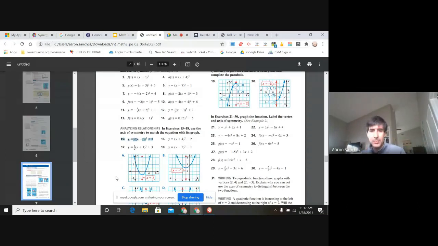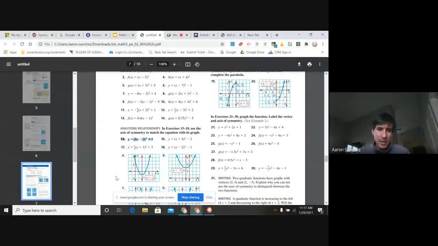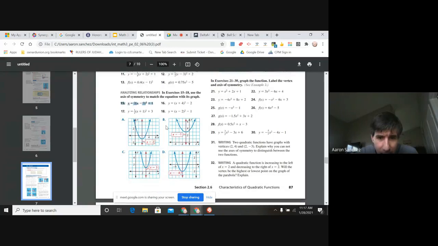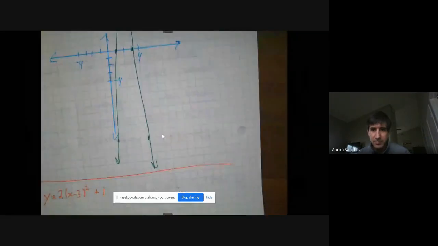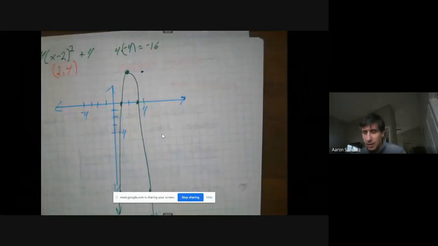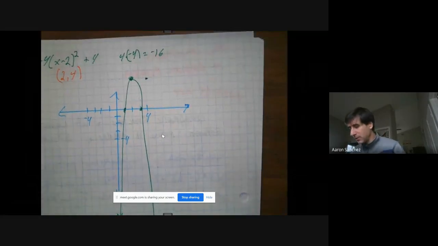Number 15, this should be pretty straightforward. We have to match it with the graph. Which one goes? So I have here 15. Does it match with A, B, C, or D, based on the axis of symmetry? We don't know what the axis of symmetry is, so let's look at our previous graph. That's kind of an ugly graph.